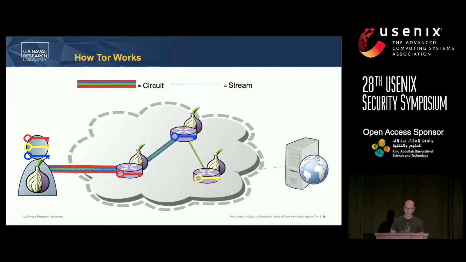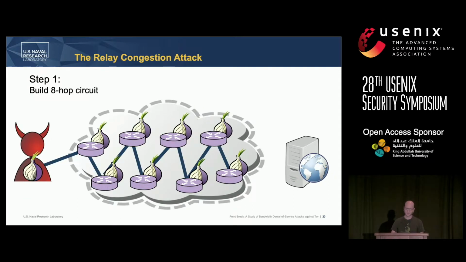So after this process, no single point on the path can learn both the client and the destination. This provides unlinkable communication to the client. A relay congestion attack can be launched by extending a circuit from 3 hops up to 8 hops. This is allowed by the Tor protocol.